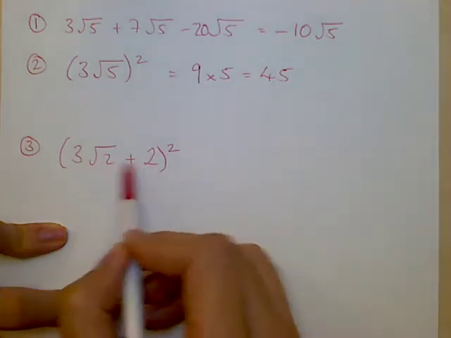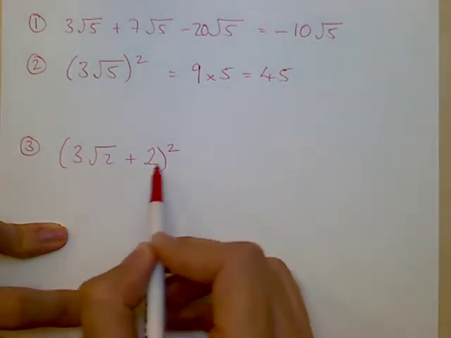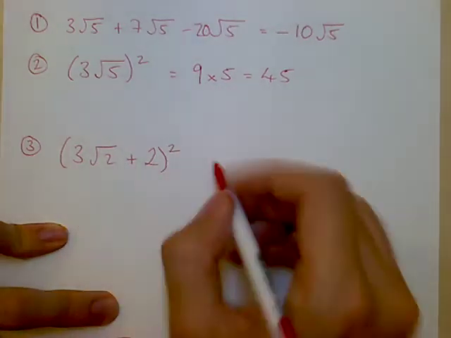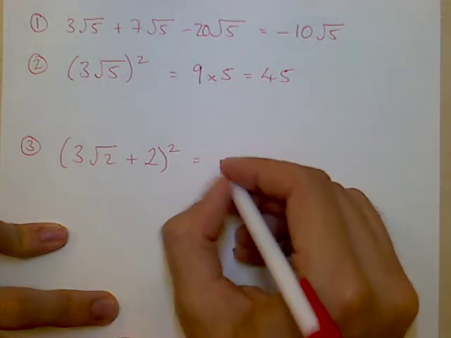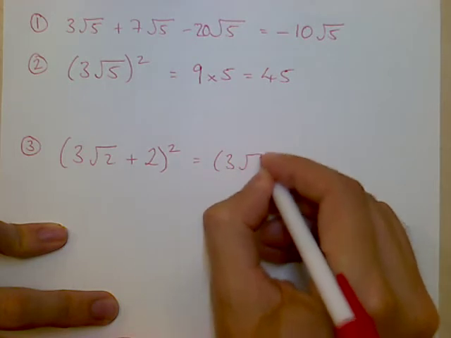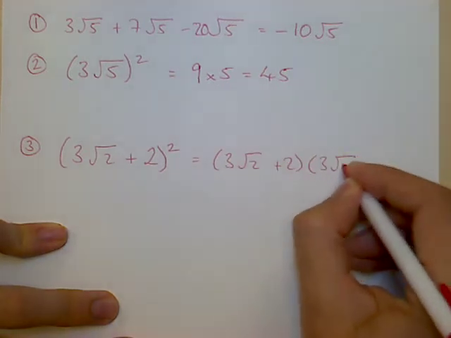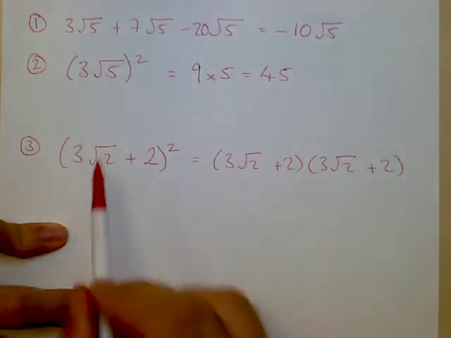Another situation might be if I have 3 root 2 plus 2 all squared, so I have two things being added together and then squared. Maybe on this one we'll write it out twice to remind ourselves that squaring means multiplying by the same thing. This one's not quite so straightforward.